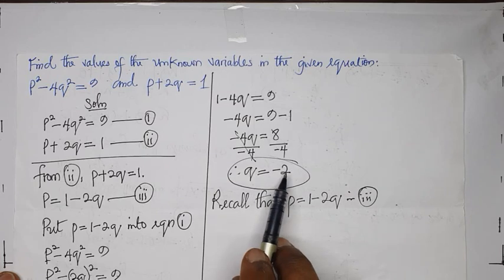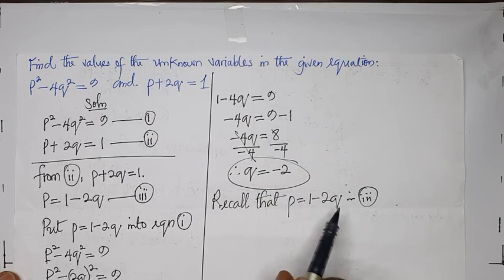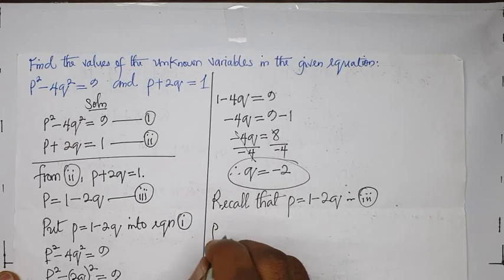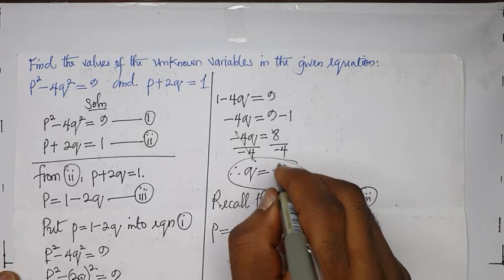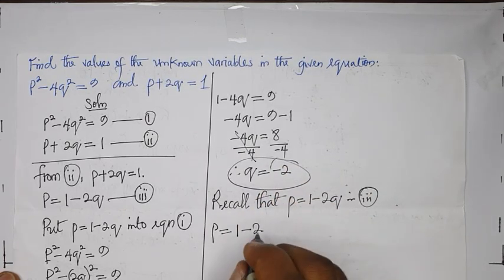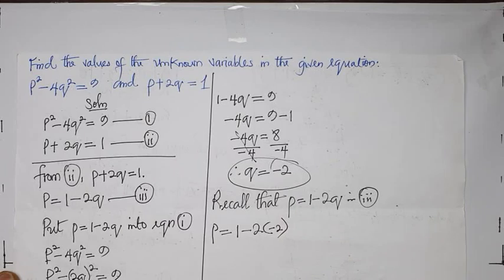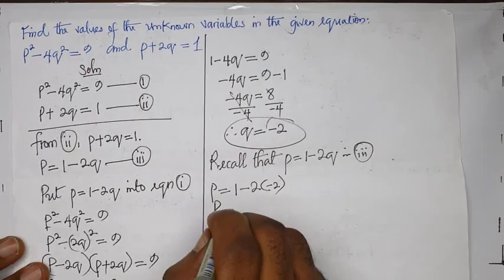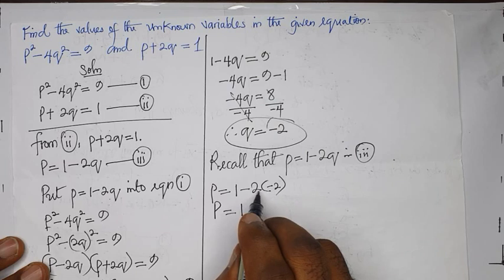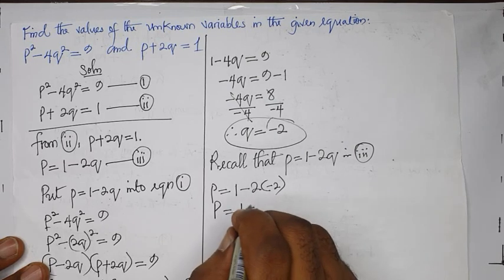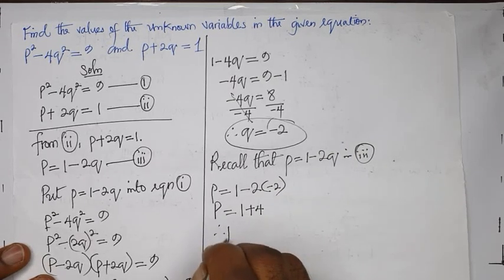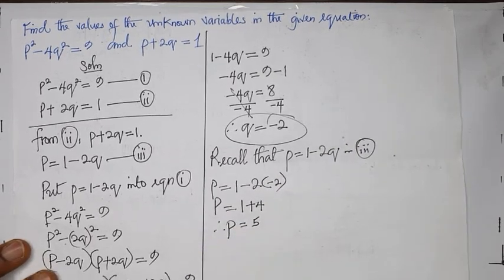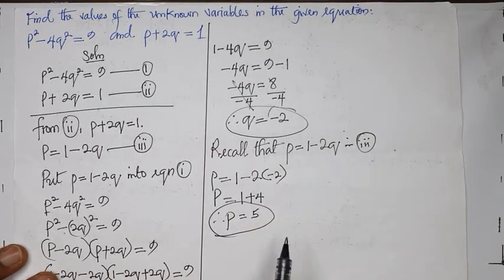So what it means now is I'm going to substitute the value of q into this. Since q is already negative 2, this will not remain the same. So p now will become 1 minus 2, and instead of writing q, I will use the actual value of q in place of it, which is negative 2. So let's simplify this. P now becomes 1. Negative 2 multiplies negative 2 will give us positive 4. So p will become 1 plus 4, which is of course equal to 5. So what this means is that while the value of p is 5, the value of q is negative 2.